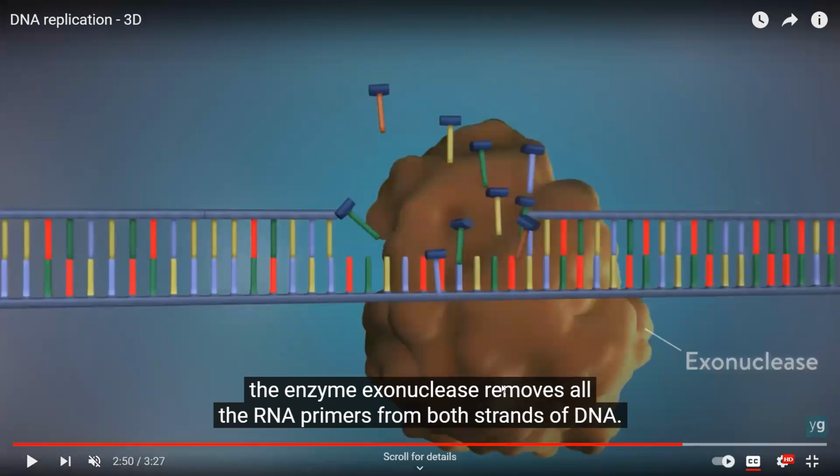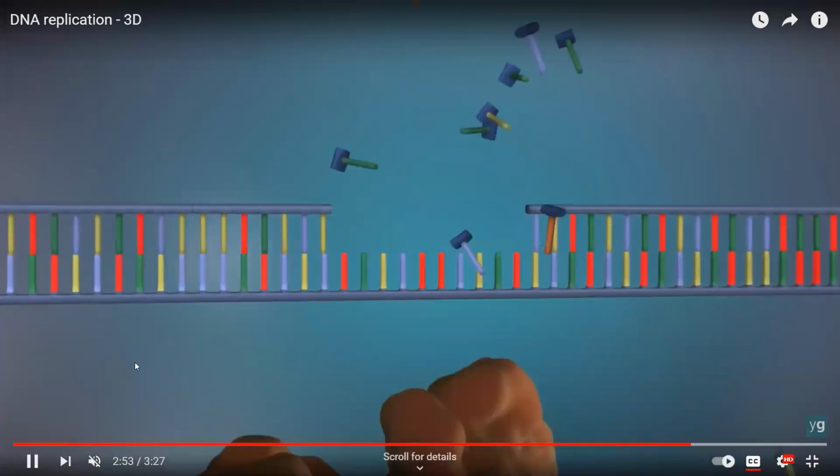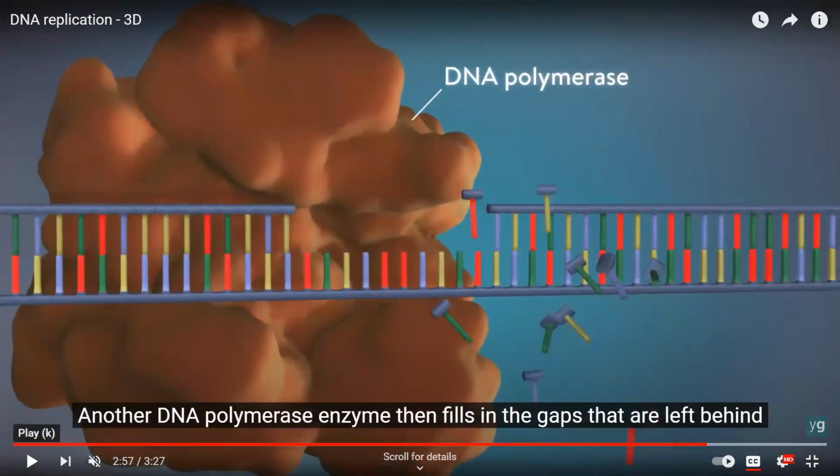Then the enzyme exonuclease removes all the RNA primers from both strands of DNA, that is the leading strand as well as the lagging strand. You can see the excision, the removal of these primers, being taken up by the exonuclease enzyme. After it removes them, another DNA polymerase enzyme comes and joins, filling up the gaps formed by the removal of the RNA primers.